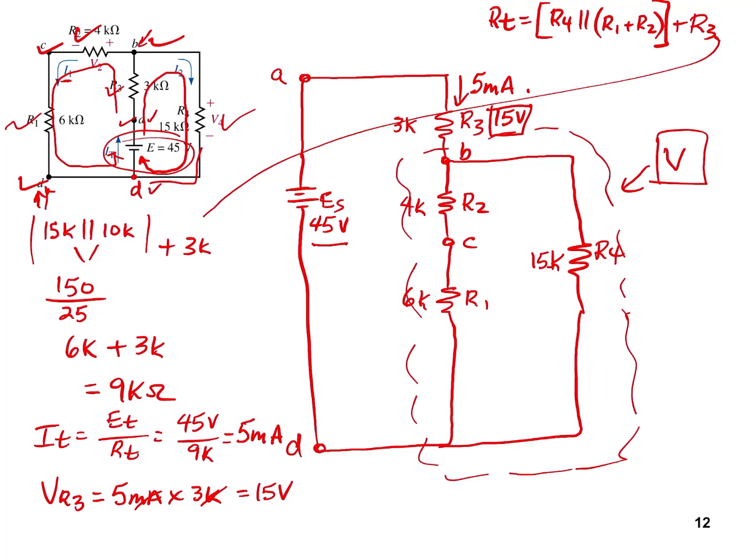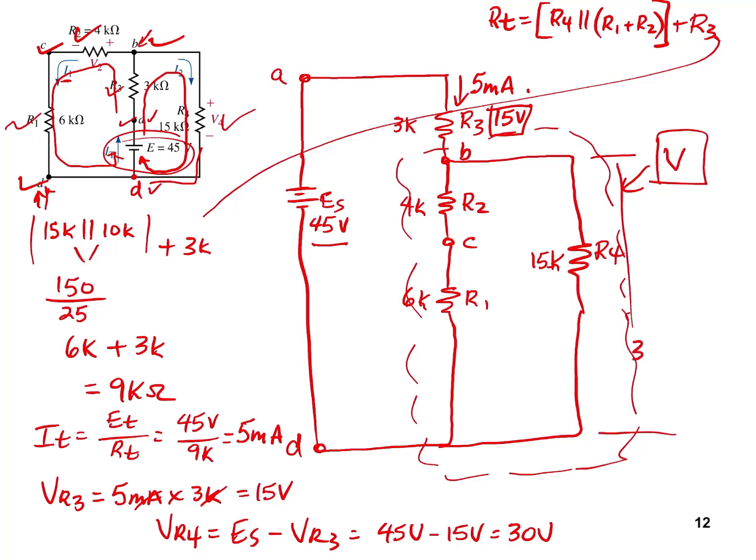So that means we can say that VR4, which is the only resistor in that network that is on its own, is going to equal E source minus VR3. So that's going to be 45 volts minus 15 volts, equaling 30 volts. So we can say that our value of voltage here is 30 volts. Now we can calculate currents, can't we? 30 volts divided by 15K is 2 milliamps of current in this branch.